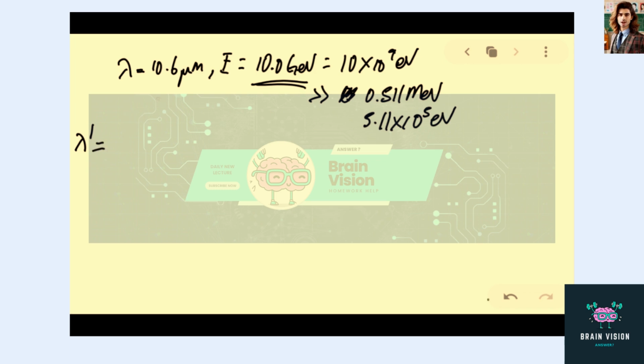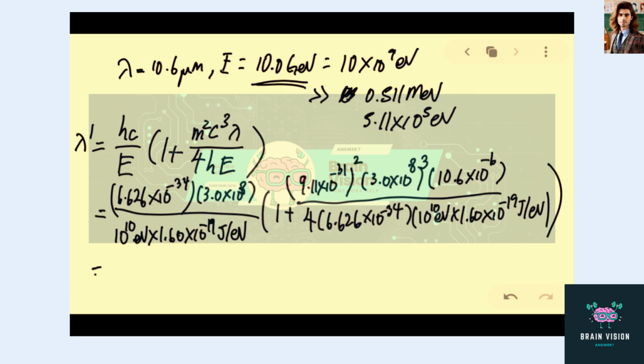So lambda prime can just be written as hc over E times 1 plus m squared c cubed lambda over 4hE. Evaluating this expression, we should get 7.08 times 10 to the power minus 15 meters.